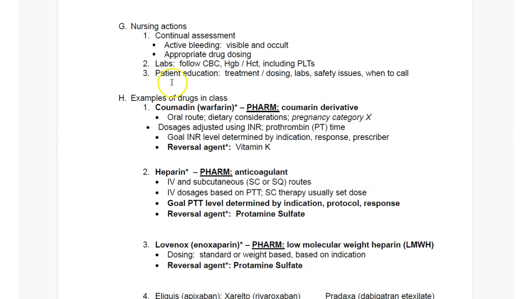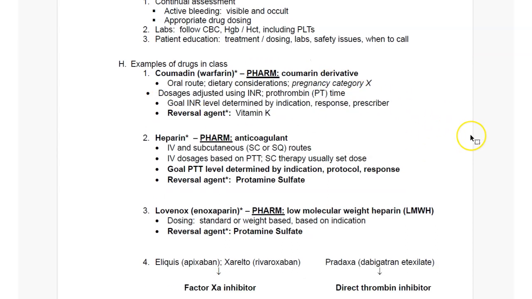Patient education, again: the treatment, why we're giving it, possible side effects, how to dose, what labs they need to have, any safety concerns, making sure that they don't fall, and when to call, when they need to notify their provider, maybe if they start bleeding more, right? Anyhow, examples of drugs in the class.